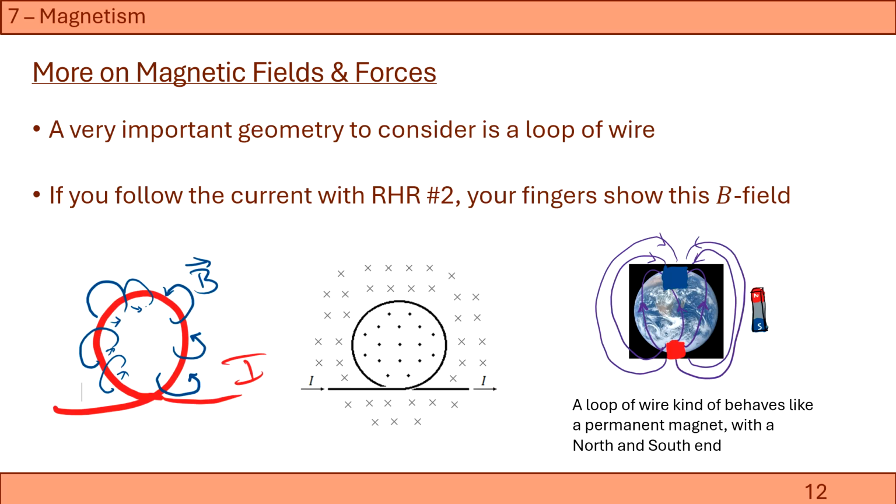All right, one more very important geometry to consider, and you'll see this in the next set of slides actually, and that is the loop, a loop of wire. Like what happens there? I have a little sketch of that on the left here, of just one little loop of wire and the magnetic field following that loop of wire in blue.